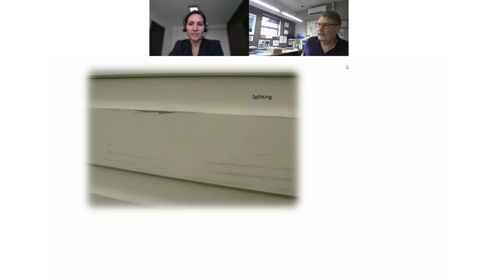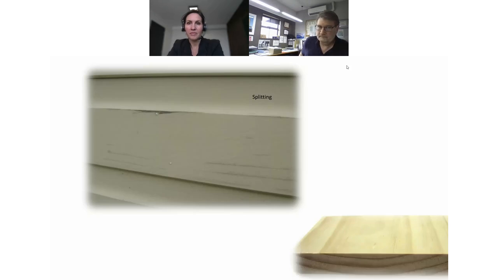And you can see that we're not talking about this splitting on the sharp edge. We're talking about the splitting down towards the bottom of the board. You can see that splitting there. So let's have a look at that a little bit closer. I can tell just by looking at this board, not being smart, that it's a flat sawn board.